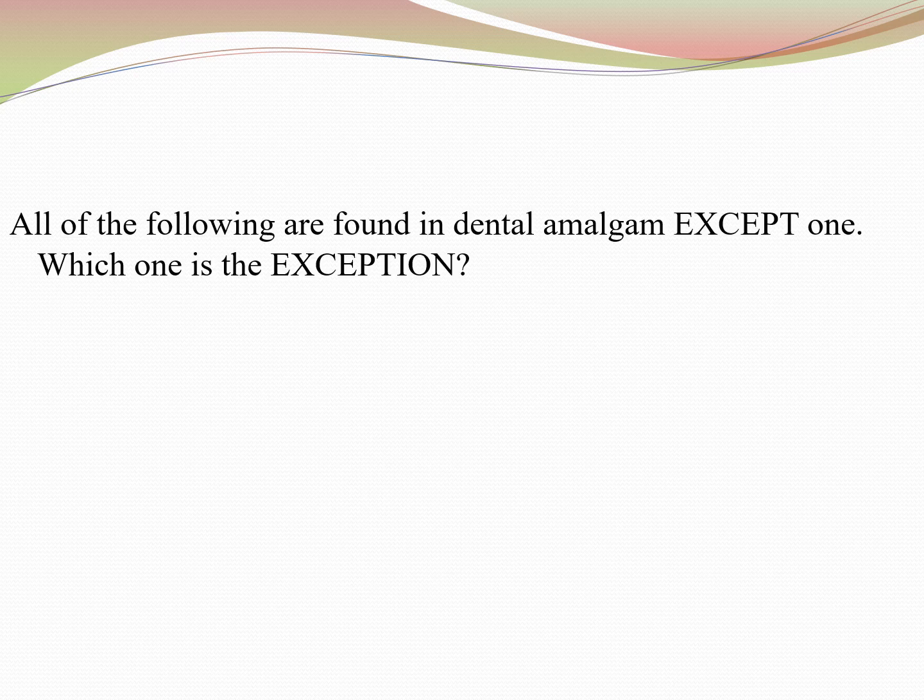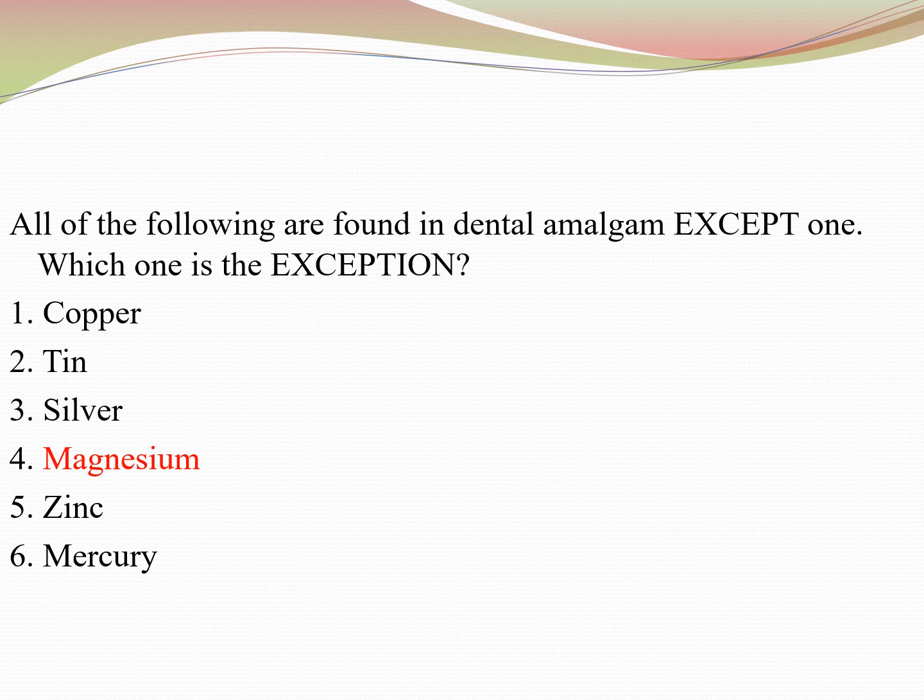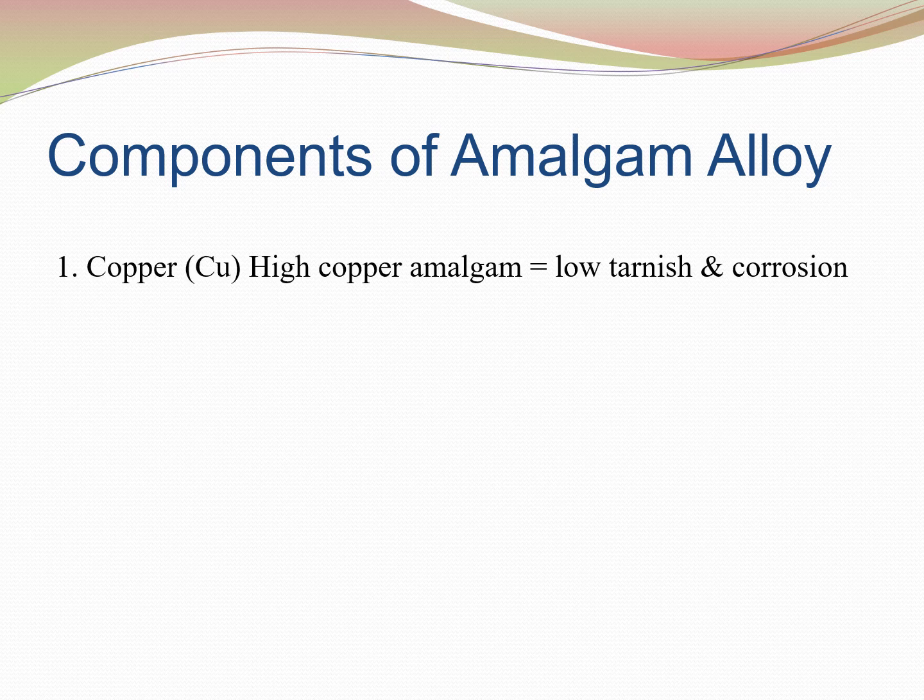So in this one, we have options of copper, tin, silver, and magnesium is the answer. Mercury, we had all of those. High corrosion and creep occur with magnesium. And this just gives some of the different components with the use of amalgam. We have high copper amalgam is what we see used today. The reason for that is low tarnish and corrosion.